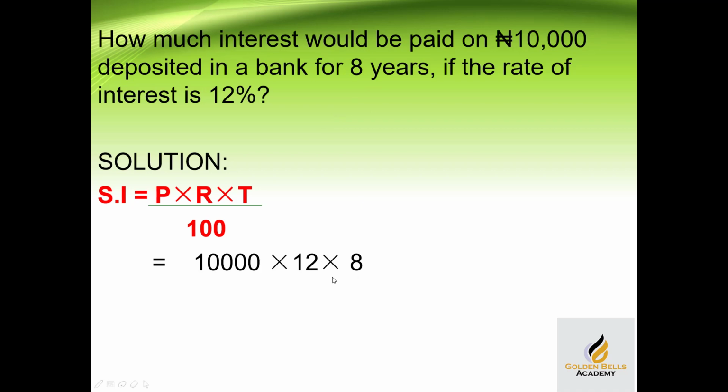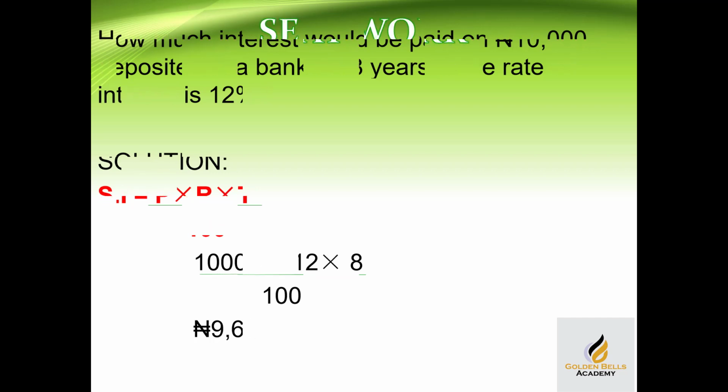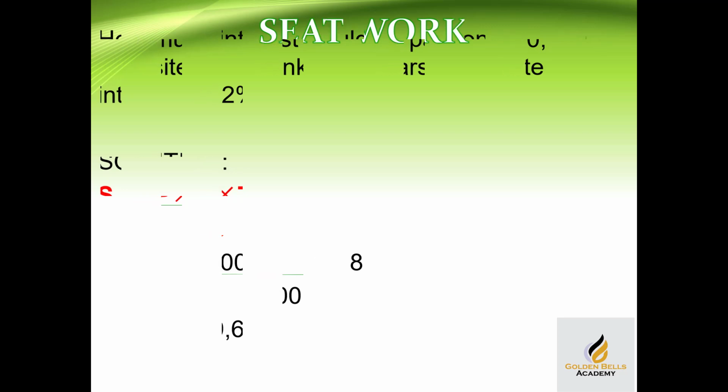Divided by 100. So when we do that, we have 9,600 naira. So the interest that will be paid on 10,000 naira deposited in a bank for 8 years at the rate of 12% is 9,600 naira. Okay, good.